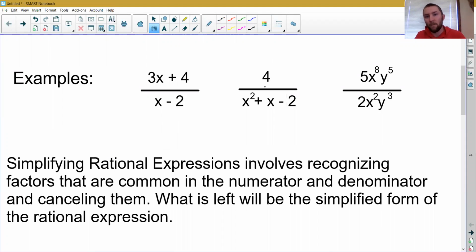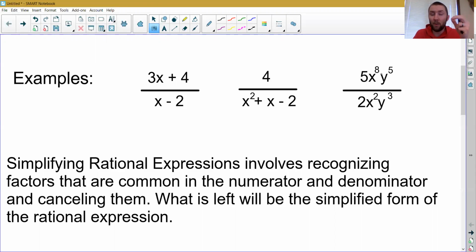So 4 is considered a polynomial, and then the bottom obviously is a quadratic expression like we're used to seeing. And then here we have two monomials that actually have two different variables in them, and that's okay as well. So there we have 5x to the 8th y to the 5th over 2x squared y to the 3rd. So all three of these are examples of rational expressions, and what we're going to be asked to do today is to simplify these rational expressions.